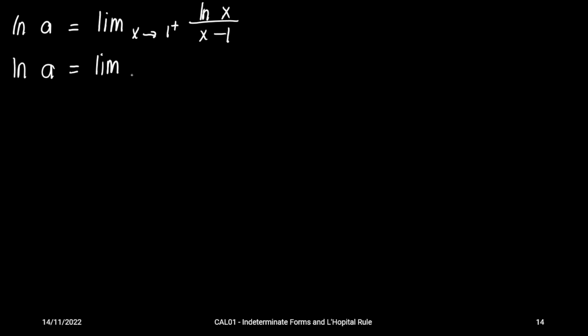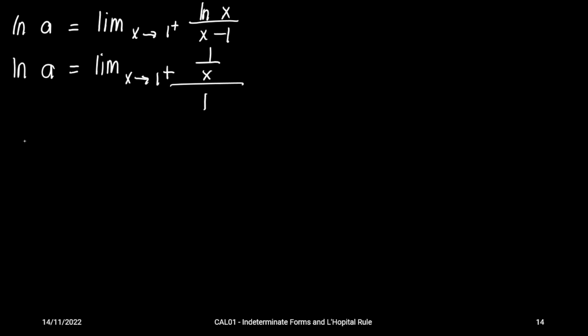So, we have the natural logarithm of a. A is the answer that we are looking for. Di ba? We have the limit as x approaches 1 from the right ng ln x over x minus 1. So, let's apply the derivative. So, we have ln a is equivalent to the limit as x approaches 1 from the right. The derivative of ln x is 1 over x. Di ba? Over the derivative of this is 1. Simply 1 over x.